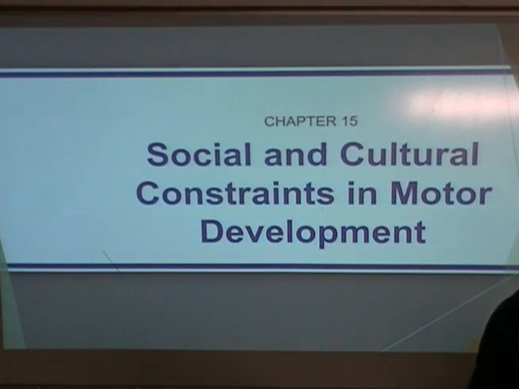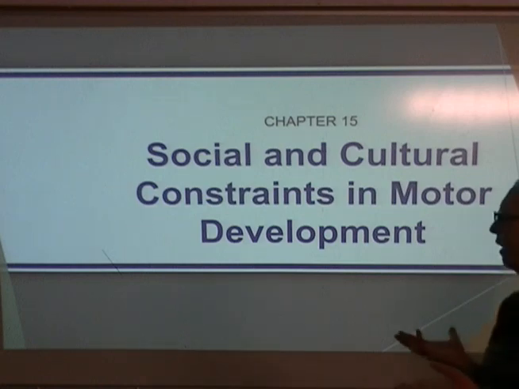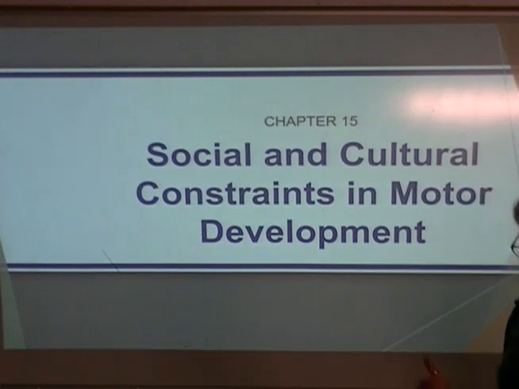Okay, so chapter 14 was based on individual constraints. Chapter 15 is looking at environmental constraints and how those can impact motor development for individuals, right? And some of the ideas might be things you have not really thought very much about, right?